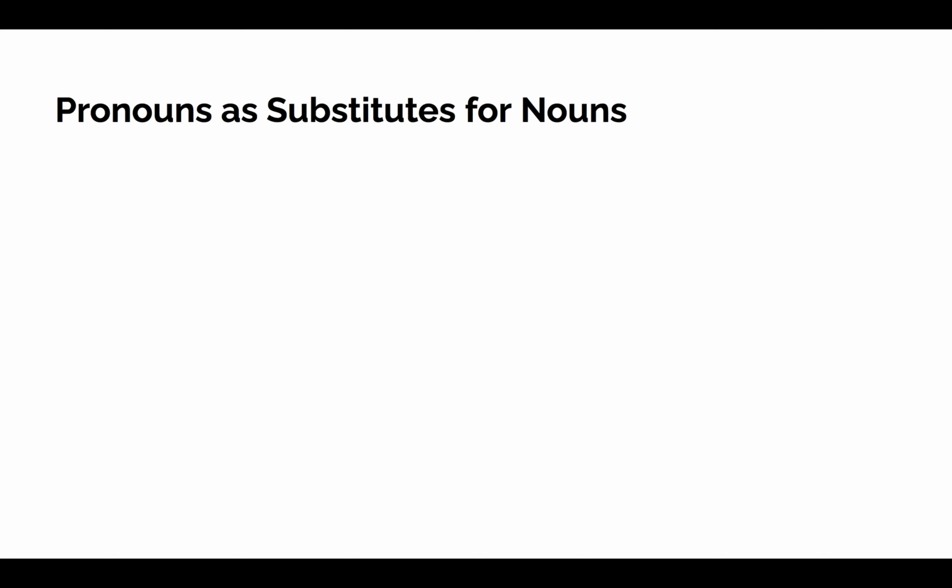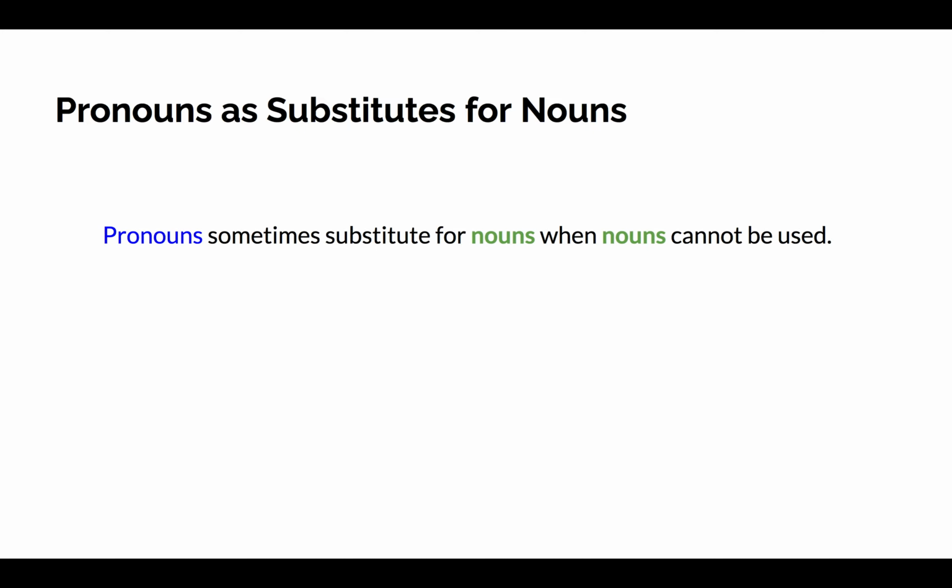Pronouns as substitutes for nouns. Pronouns sometimes substitute for nouns when nouns cannot be used. For example, it is raining. We often use it is to talk about the weather. You cannot say rain is raining in English.